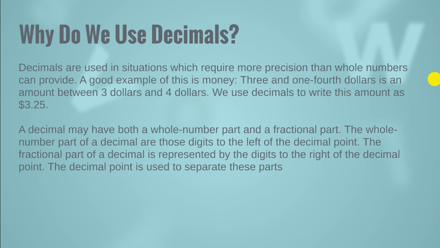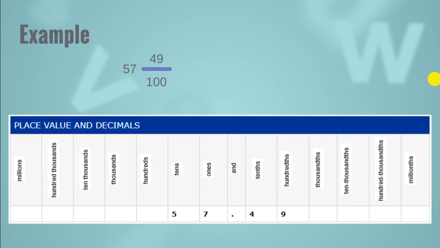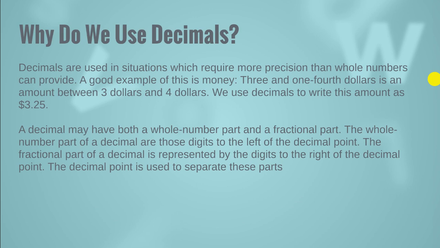A decimal may have both a whole number part and a fractional part. As you saw here, 57 is the whole number part and 49 by 100 is the fractional part. I hope you got my point. The whole number part of a decimal is those digits to the left of the decimal point. The fractional part of a decimal is represented by the digits to the right of the decimal point. The decimal point is used to separate these parts. Let's move forward.